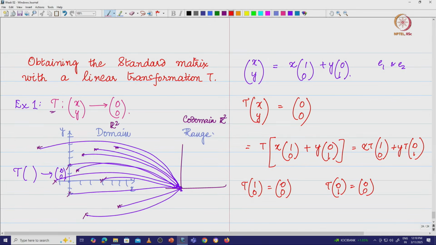Therefore, now I am going to have the matrix form of this. The matrix form is basically the transformation of the E1 vector and the transformation of the E2 vector. Now what is it going to do? Transformation of E1 is basically (0, 0), and the same for E2, so that is going to be 0. Therefore the matrix associated with this transformation M is going to be this. Let us take another example.